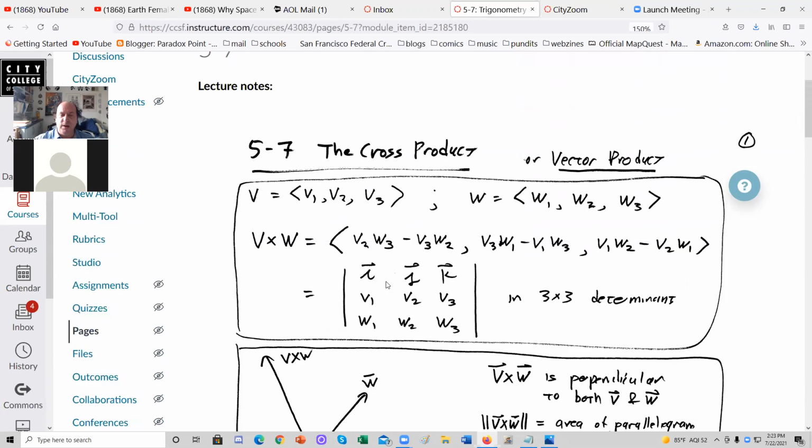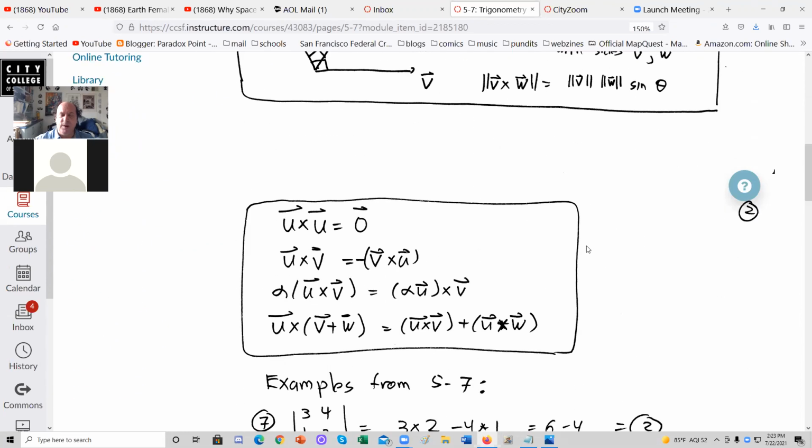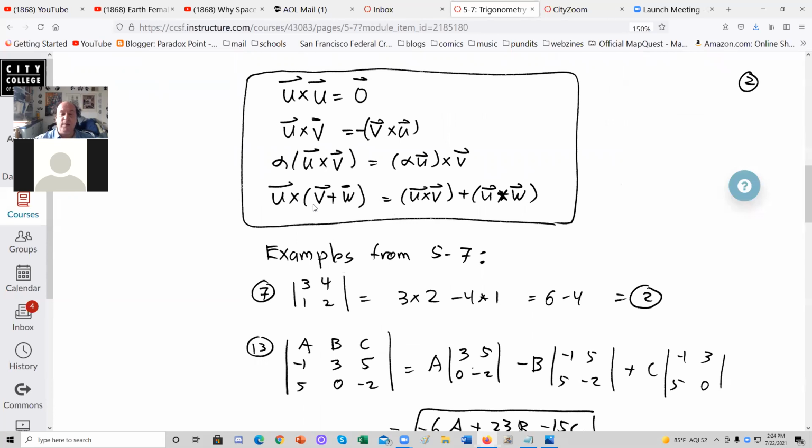The cross product is defined so that if you swap the vectors, you get the opposite result. U cross v equals the opposite of v cross u. This is very different from ordinary multiplication. It's called anti-commutative. However, it does have a kind of associativity: a number alpha times u cross v equals alpha u cross v. And it does have a kind of distribution: u cross the sum v plus w is u cross v plus u cross w.